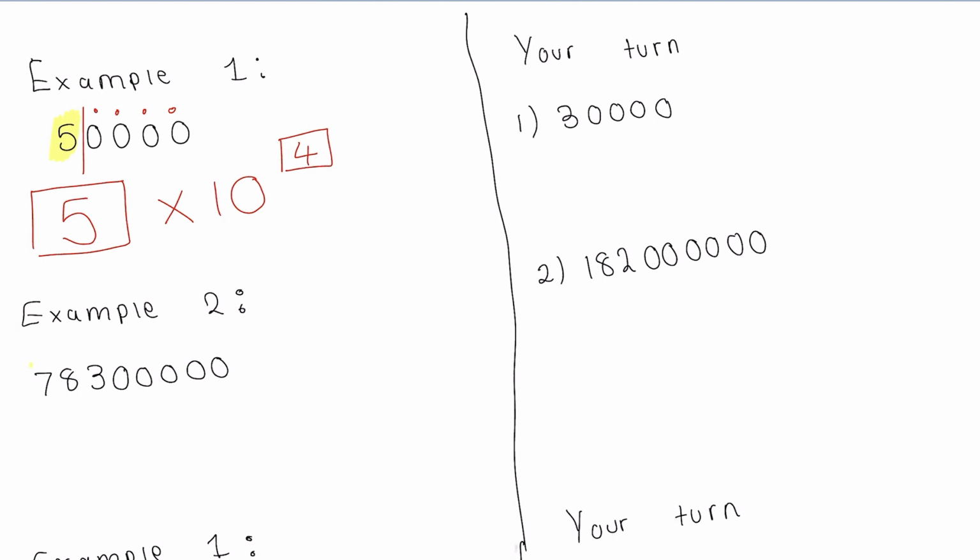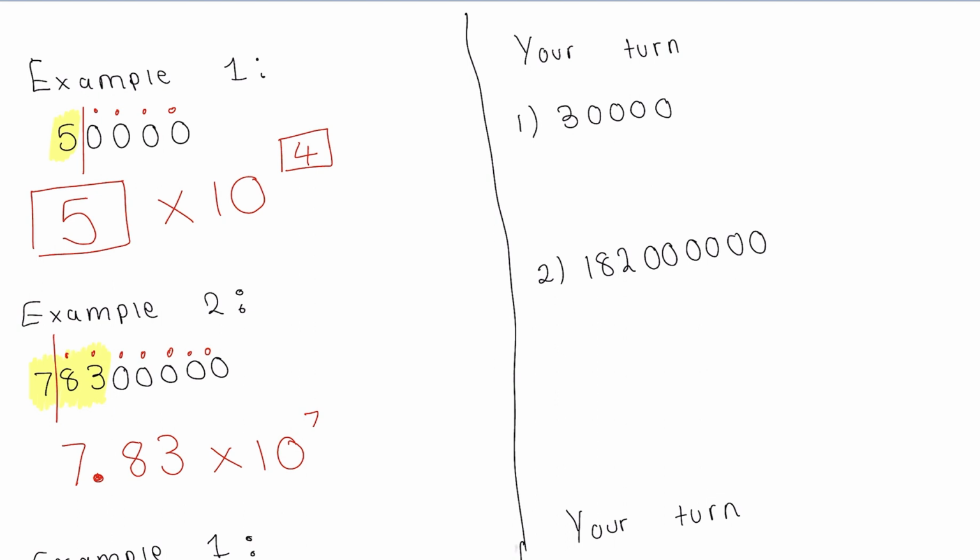Let's have a go at this second one. Here, if I have a look at the number before we get all the zeros, it's 783. Now, we can't put 783 as our base, so instead we put 7.83. You just put in a little decimal point to make sure that that's between 1 and 10. And then you're going to do times 10, and just like we did before, how many numbers are after that first digit? We've got 1, 2, 3, 4, 5, 6, 7. So it must be to the power of 7.